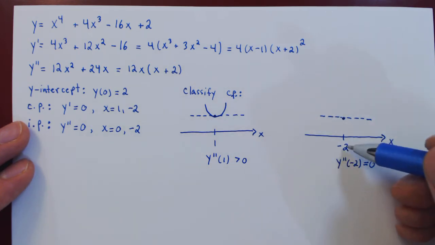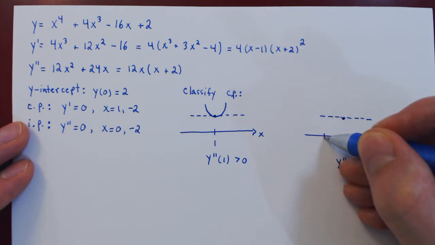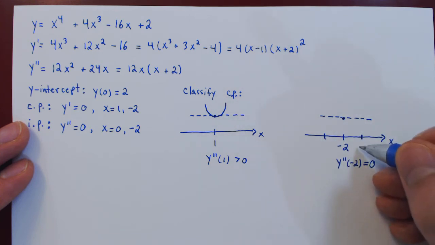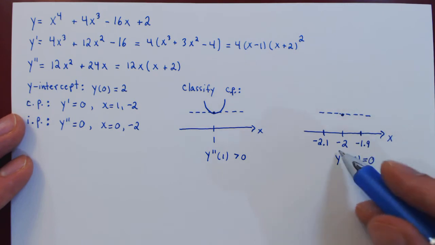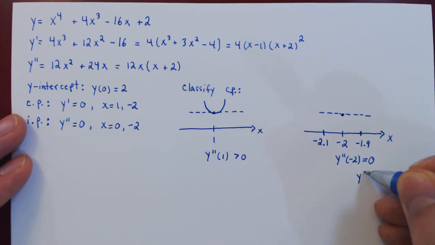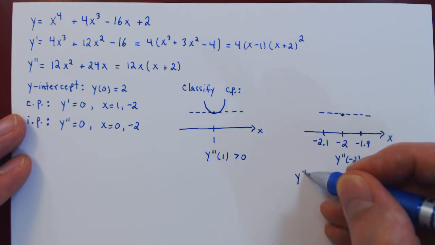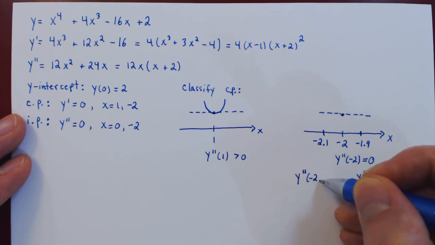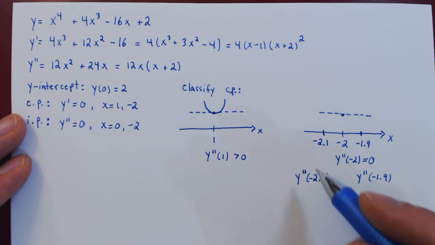As the classification fails at -2, we simply have to look a little to the right and a little to the left of -2. So we can pick on the right, say, -1.9. On the left, -2.1. So let's evaluate the second derivative at those 2 points. And again, we do not need the exact value of the second derivative at either point, simply the sign. Will it be positive, therefore concave up, or negative, concave down?